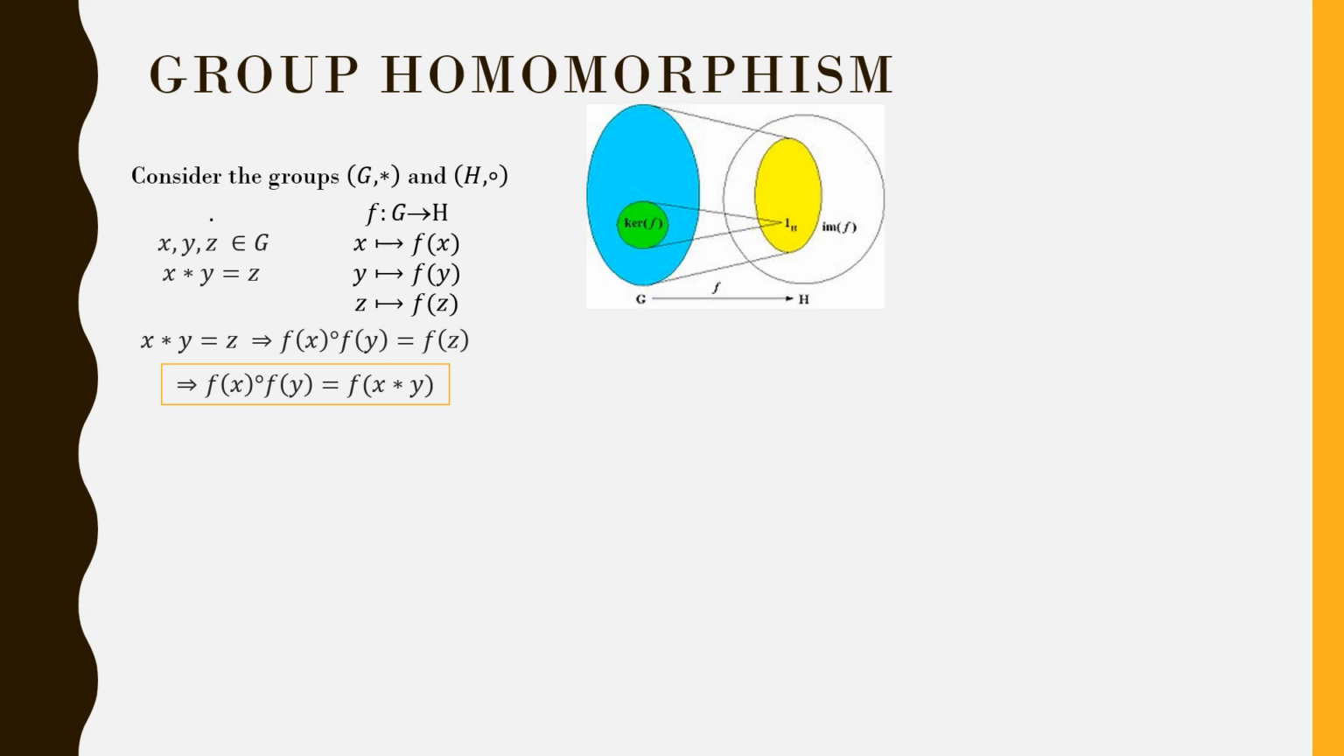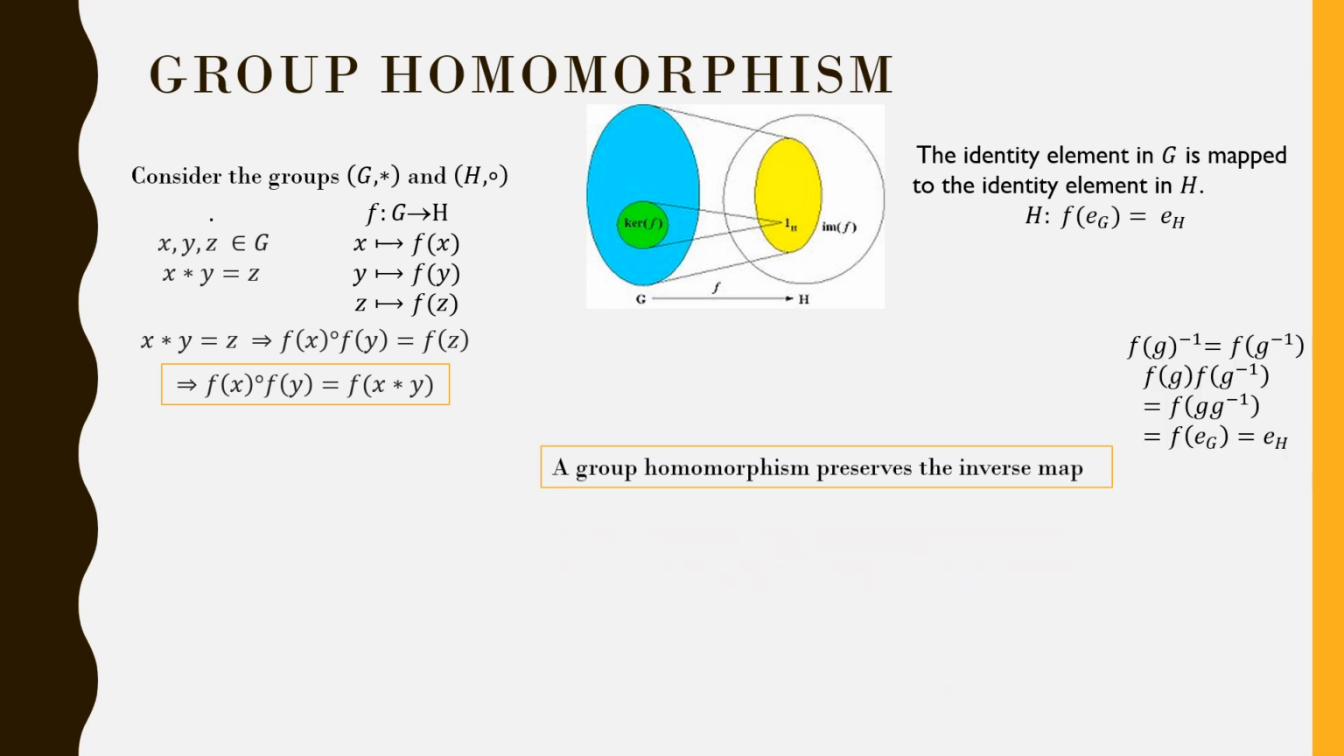This is a map between 2 groups where the group operation is preserved. This means that the group homomorphism maps the identity element in G to the identity element in H. The inverse map is also preserved.